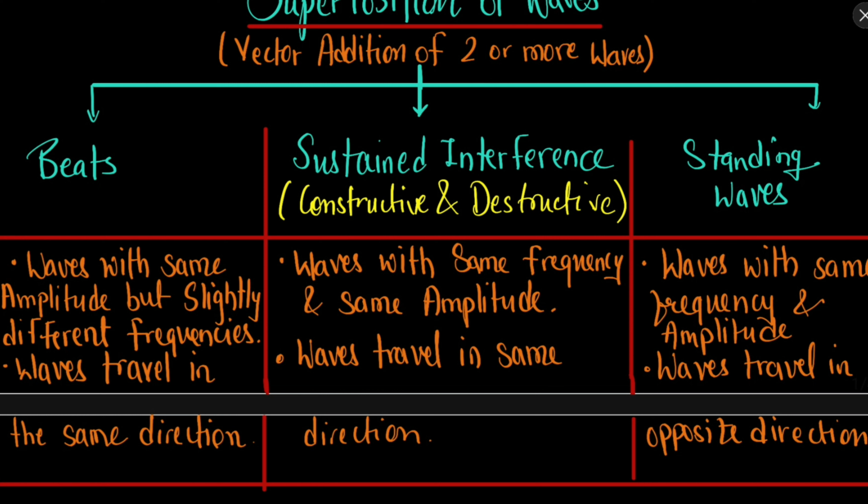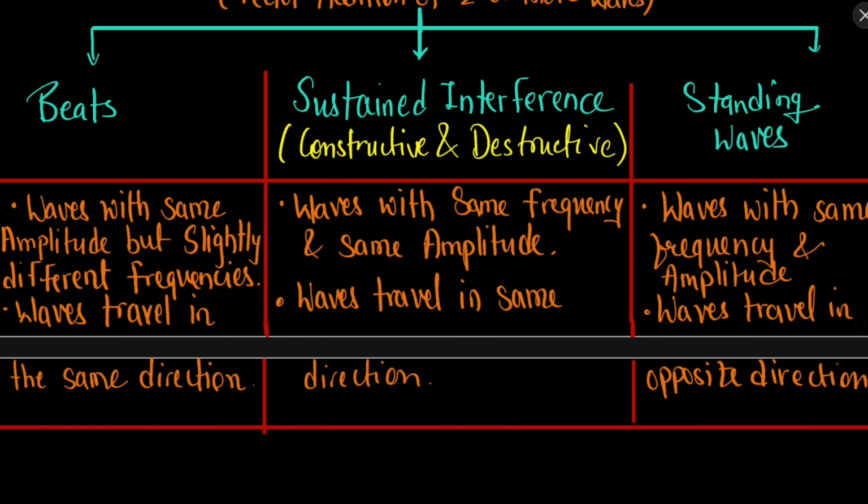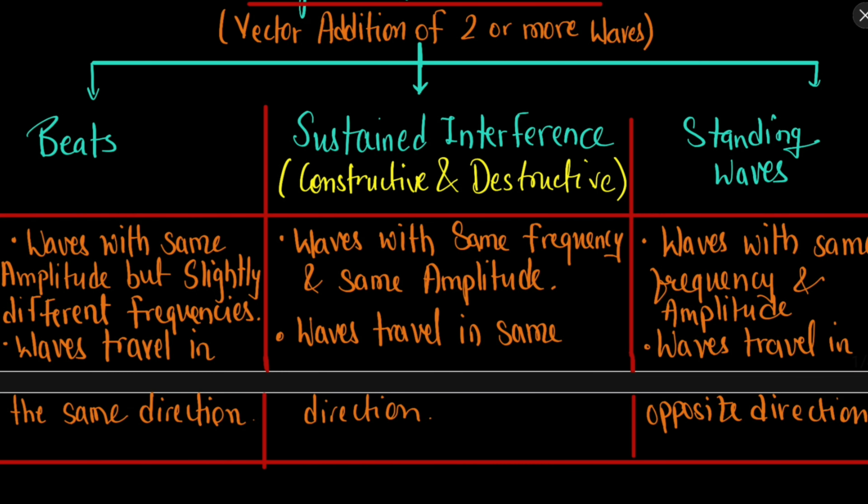One is the beats, one is the sustained interference, in which we discuss proper constructive and destructive interference, and then one phenomenon is the standing waves. There is just a slight difference in all of these phenomena. For example, in the case of beats, the waves have the same amplitude and they have slightly different frequencies. Now what is the meaning of slightly different frequency? We will come to that in a bit. Secondly, the waves in beats also travel in the same direction. So these are the two main points that we need to keep in mind while discussing the superposition of waves in case of beats.